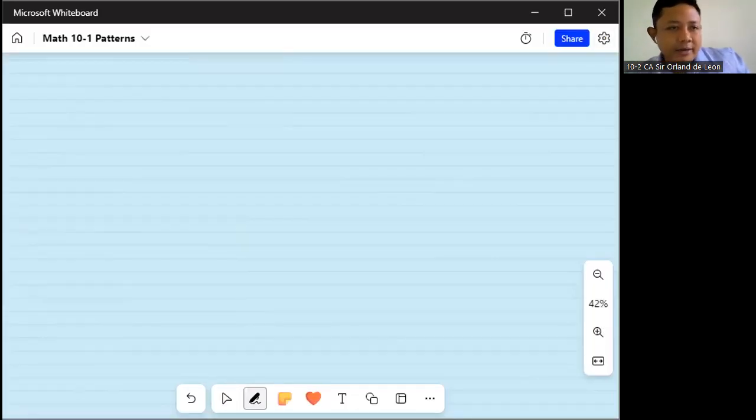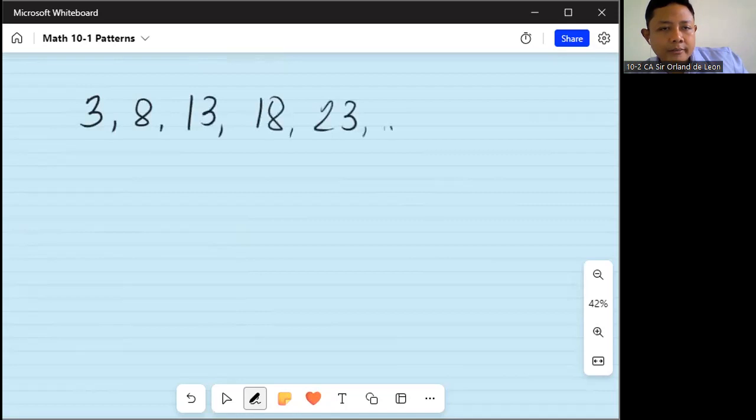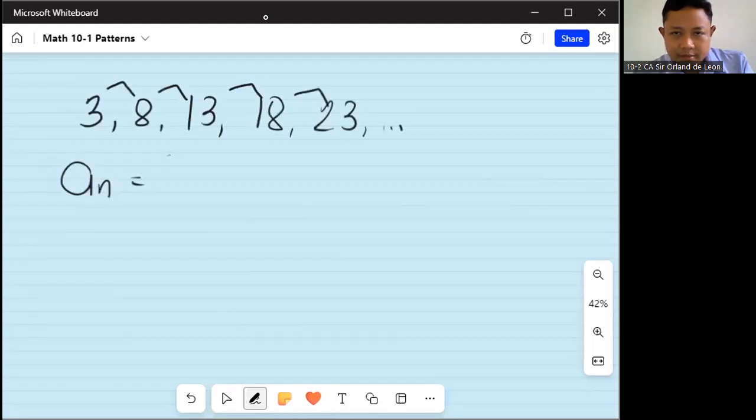Let's try this. For example, we have 3, and then 8, and then 13, and then 18, and then 23. If you will make an explicit form for this, what do you think it will be? I'll guide you with this first. Ready? What is the pattern used to get the next term in here? Okay, very good, Jesse. What about the rest? Type it in the chat box. What's the pattern used? Very good. So it's plus 5. Adding 5, plus 5, plus 5, plus 5.